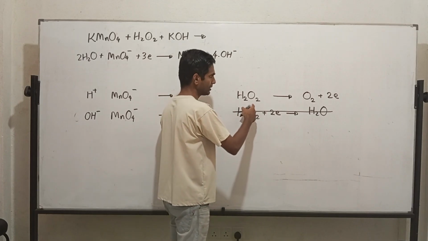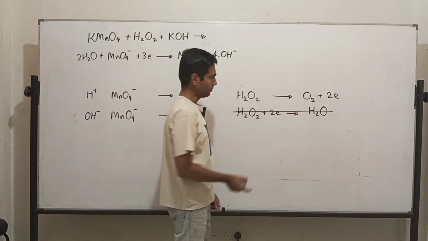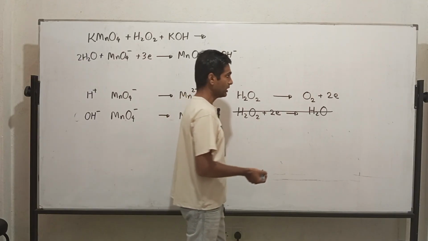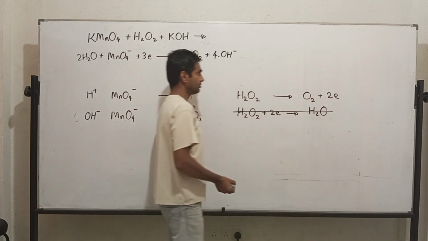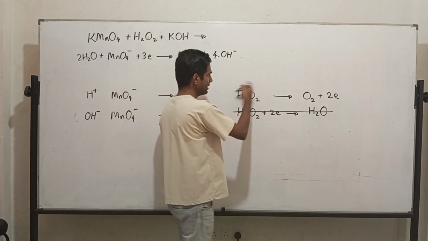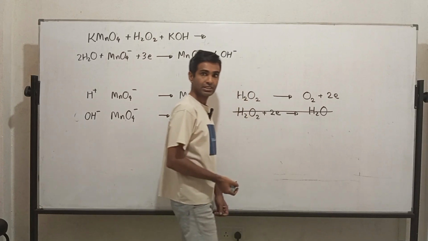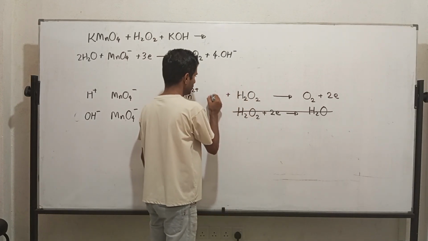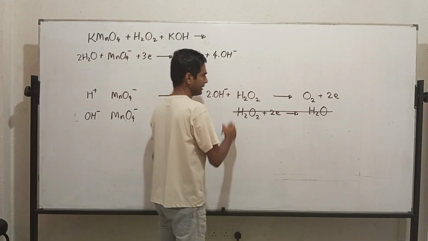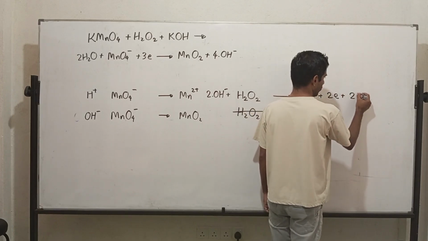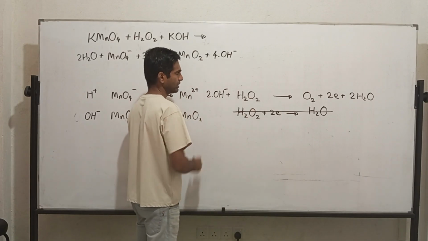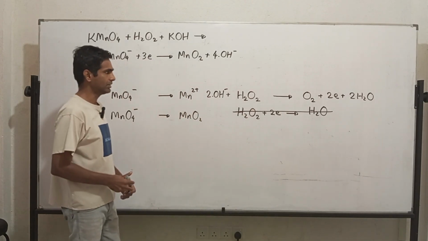Oxidation number of oxygen is -1. Oxidation number of oxygen is 0. -1 to 0, release of 1 electron. There are 2 atoms. Therefore, 2 electrons were released. Then overall charge in the reactant side is 0. Overall charge in the product side is -2. Then we need to add 2 hydroxide ions to the reactant side. Then 4 hydrogen atoms, we need to add 2 water molecules. 4 oxygen atoms, 4 oxygen atoms. The half reaction is balanced.